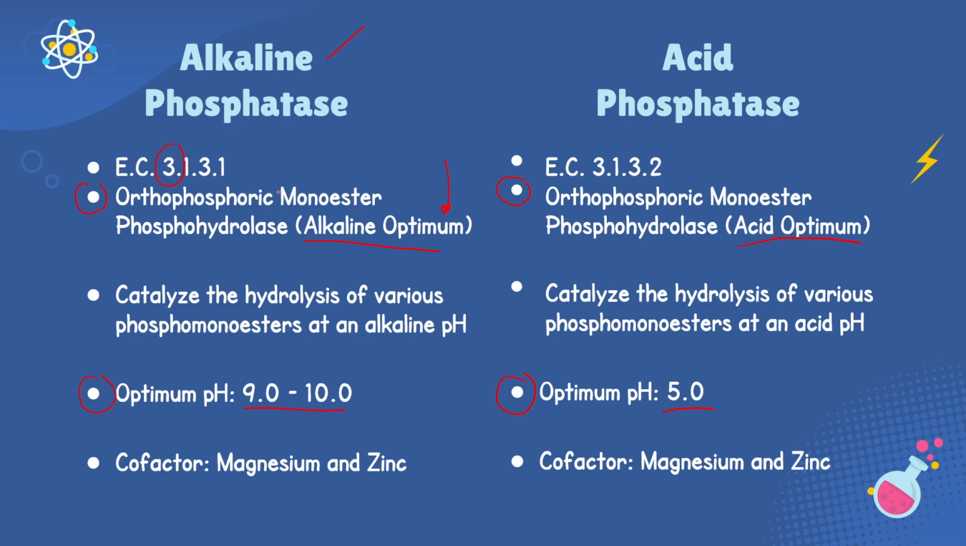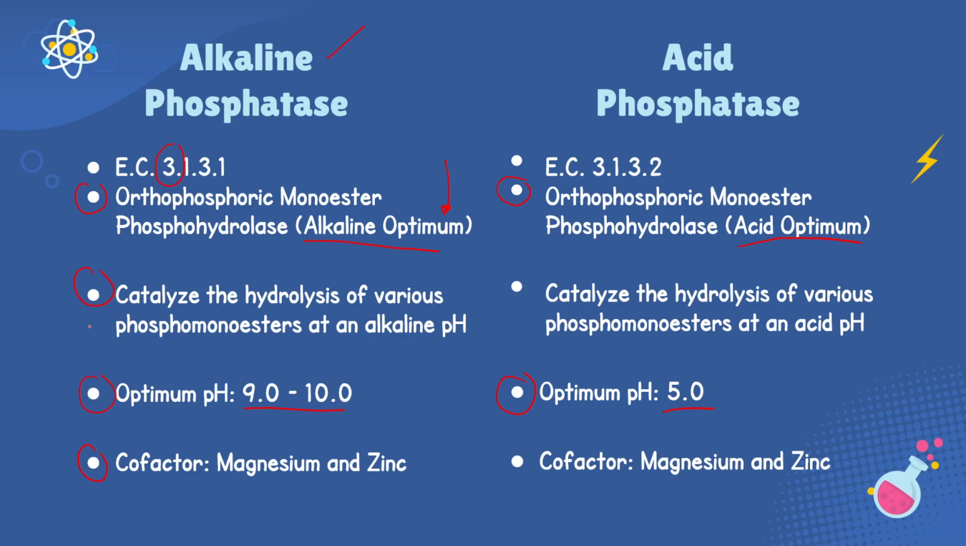The role of your alkaline phosphatase and acid phosphatase is to catalyze the hydrolysis of various phosphomonoesters depending on the pH that is needed. So for alkaline phosphatase, alkaline pH; for acid phosphatase, acid pH. And the cofactors for both are the same. What they need are your magnesium and your zinc.